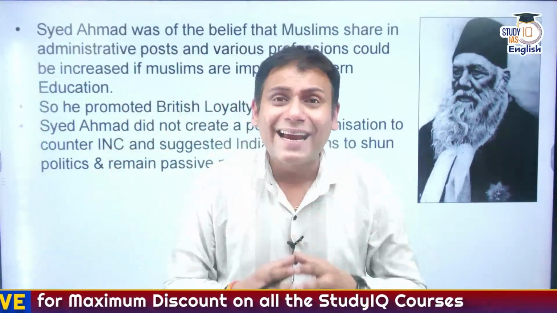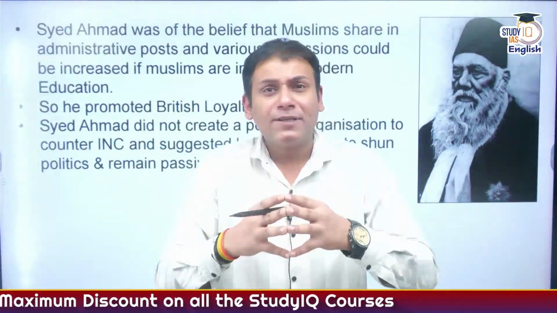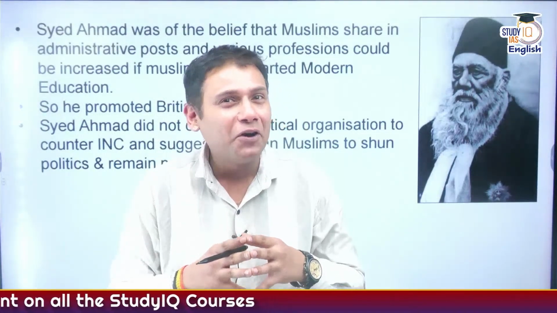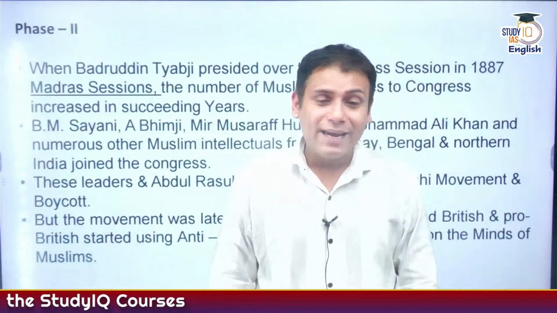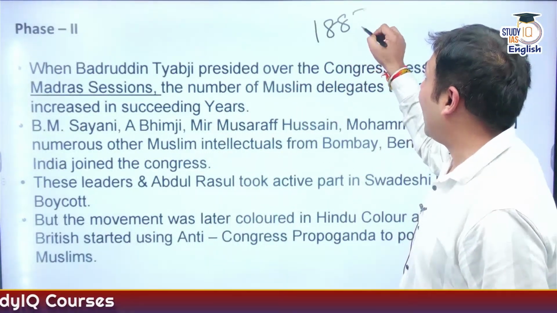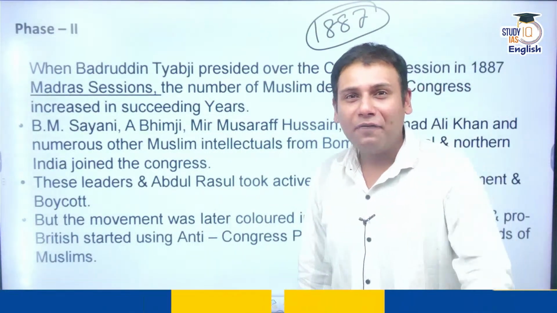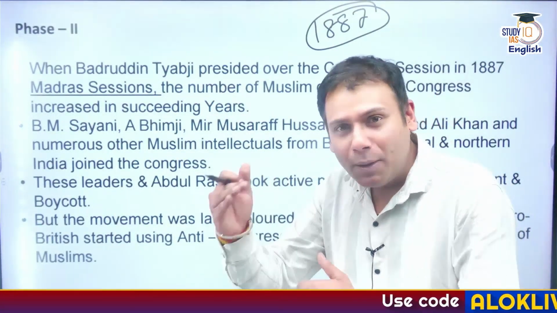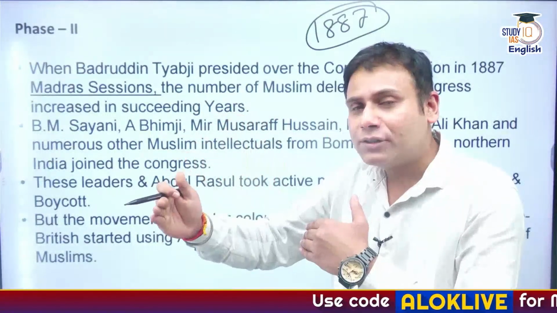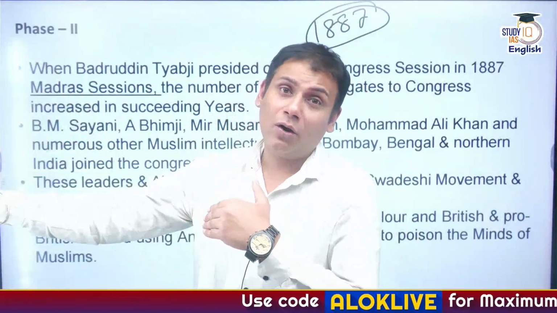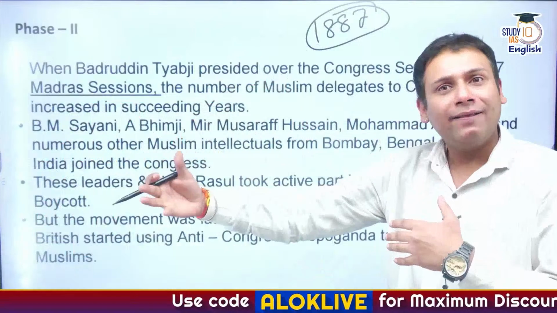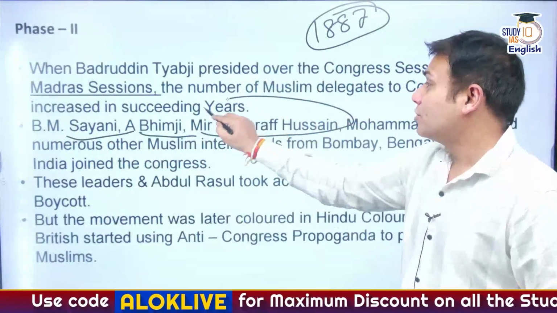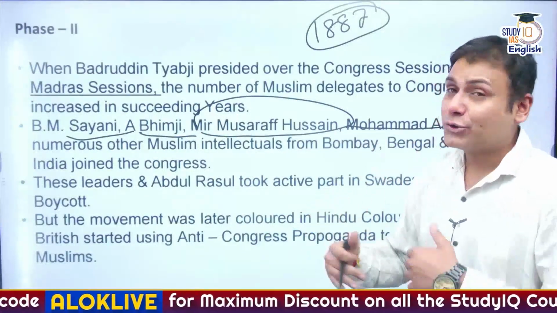The second session was held at Calcutta and was presided by the Grand Old Man of India, Dadabhai Naoroji. The third session, held in 1887 at Madras, was presided by the first minority president, Badruddin Tyabji. With the passage of time, more Muslims started participating in the sessions of the Indian National Congress, such as B.M. Sayani, A. Bhimji, Mir Musharraf Hussain, Muhammad Ali Khan, and so on.